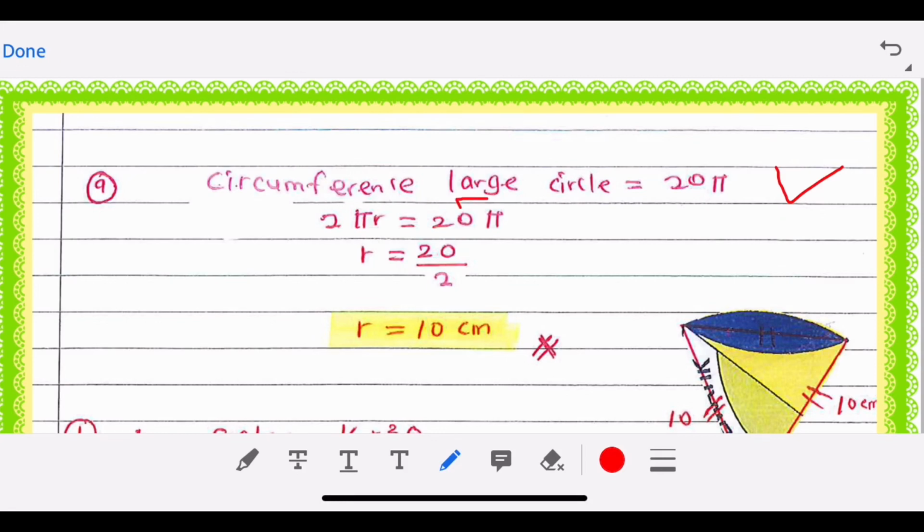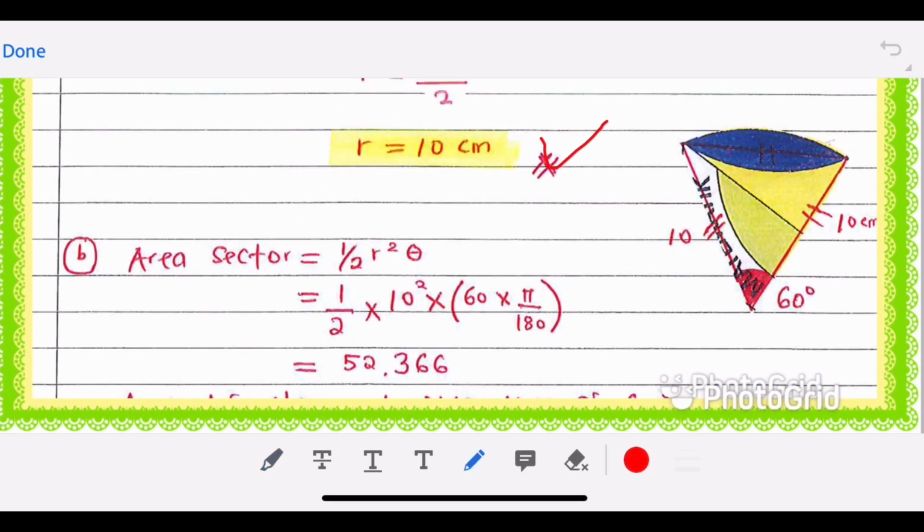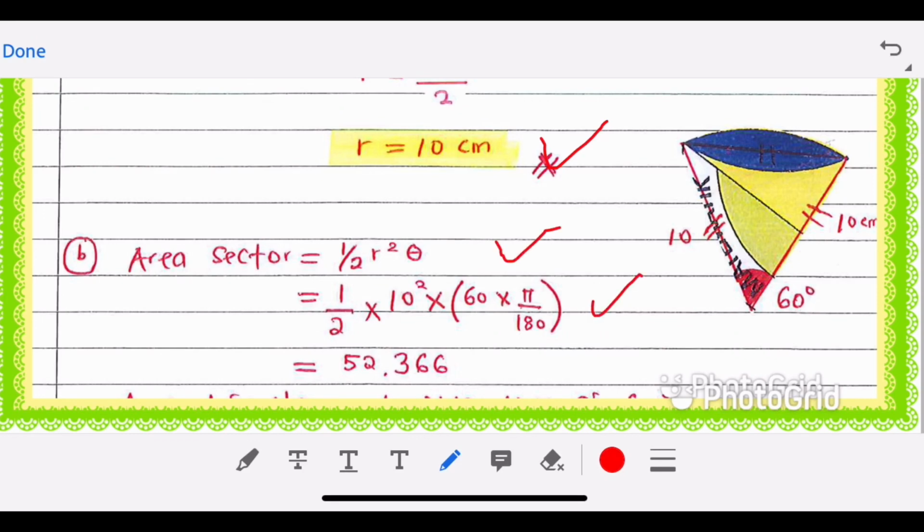Circumference for the large circle. The large circle is one whole circle, so the circumference was given as 20 pi, and the circumference formula is 2 pi r, so hence you can find the radius easily. The radius is 10 cm, which is very important because all the formulas need the radius. So the area of the sector is very easy: 1/2 times 10 squared times the angle 60, but you need to convert to radians, times pi over 180 degrees. Hence the answer is 52.366 for the area of the sector.